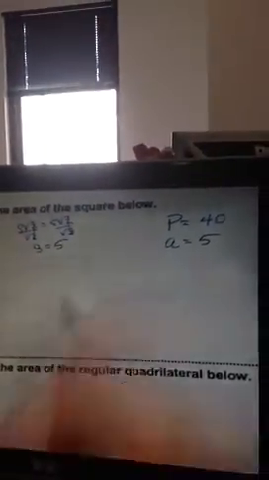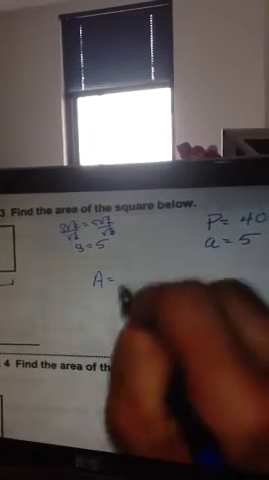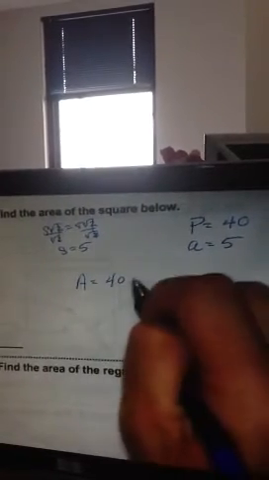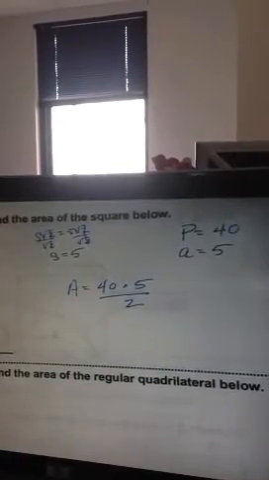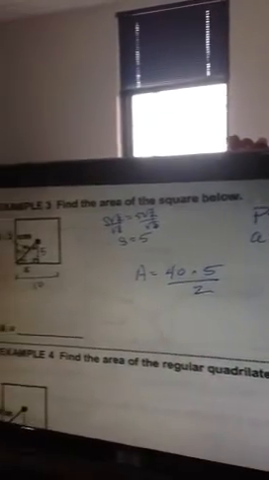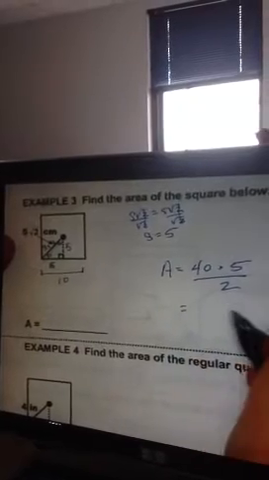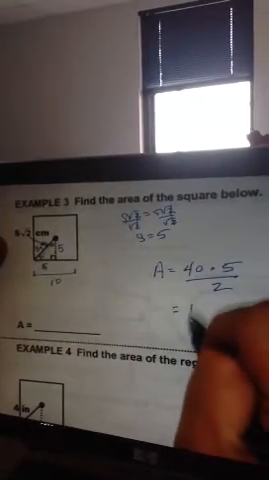Our apothem is 5. So now when I go plug this in, area will equal the perimeter, 40, times the apothem, 5, divided by 2. I can just use my calculator, plug all that information in, and we should get 100.